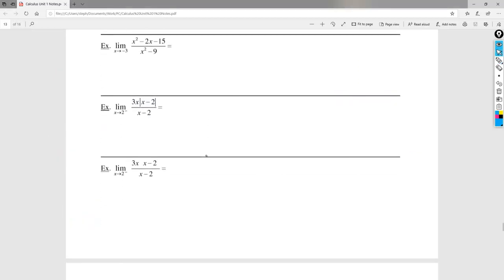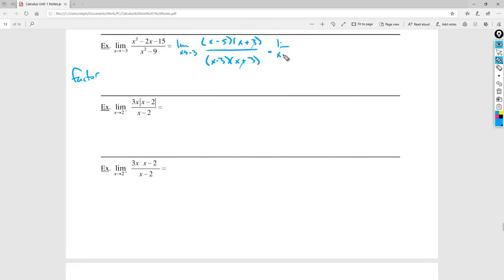Right. Super simple. Alright, so next one, I see a trinomial, I see a difference of 2 squares. Perfect candidate for factoring. So I'm going to factor the numerator. So this looks like 5 and 3. So (x minus 5)(x plus 3) on top, and on bottom, (x minus 3)(x plus 3). Great, this will cancel.